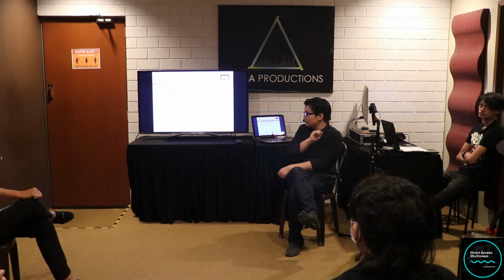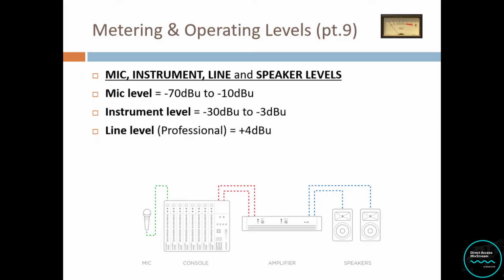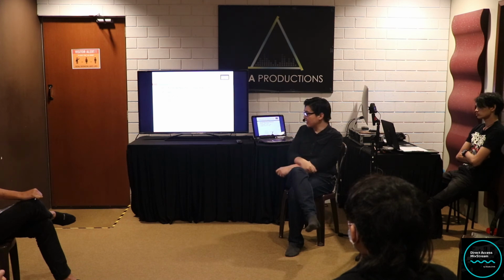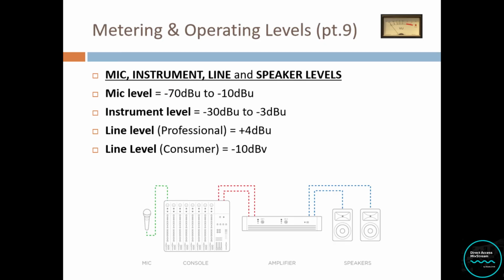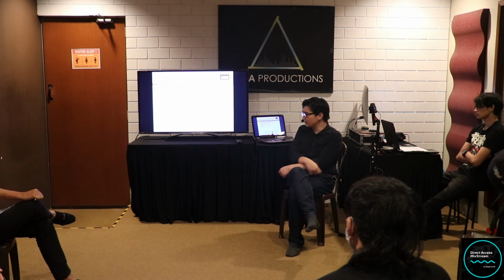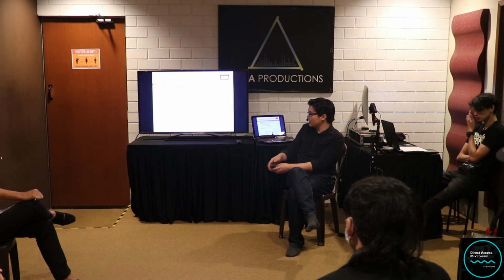Okay, so now line level. Professional line level is defined as plus 4 dBu. As I mentioned earlier, you can always refer back to the earlier diagram. Line level is that plus 4 dBu. Consumer levels, depending on what sort of device, are a little bit lower, and it's referenced as minus 10 dBV. So again, it's slightly different, but basically it's a lower level for consumer equipment.